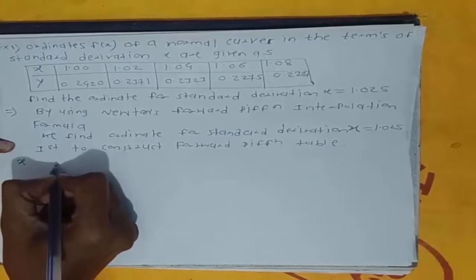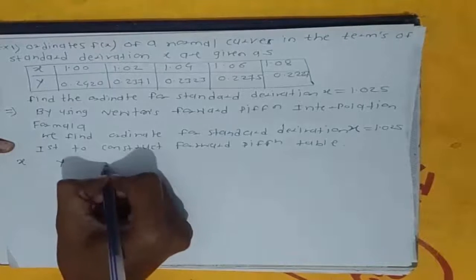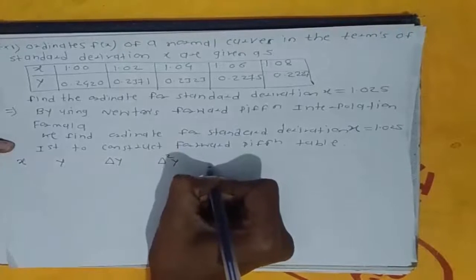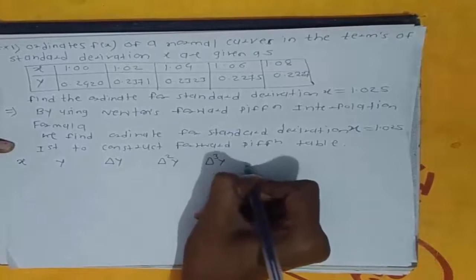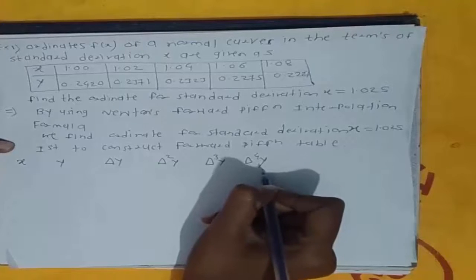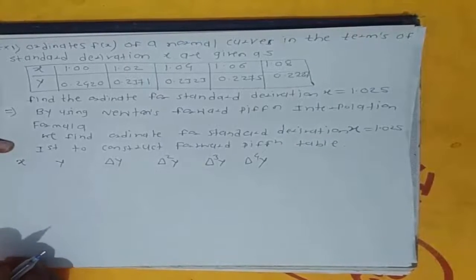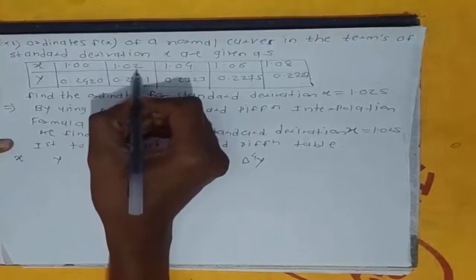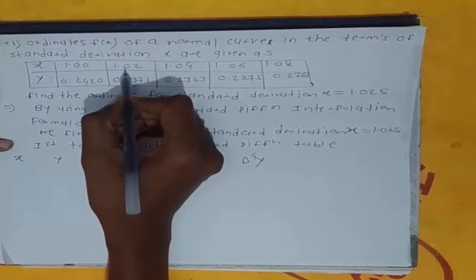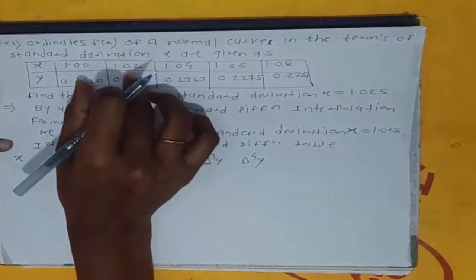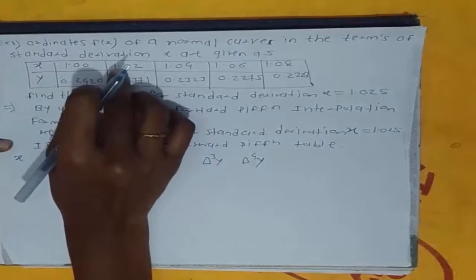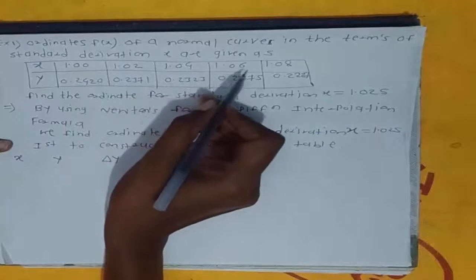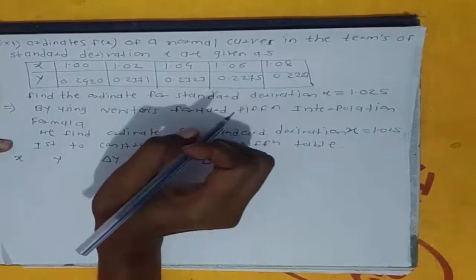First column we write x, then second column y, then first forward difference delta y, second order forward difference delta square y, then delta cube y, and last delta raised to 4 y. Okay, so in the first column we write the values of x, and see here the values of x are equally spaced by the difference 0.02. If we take two consecutive values of x and subtract them, we get 0.02. That is, the values of x are equally spaced with h equal to 0.02.